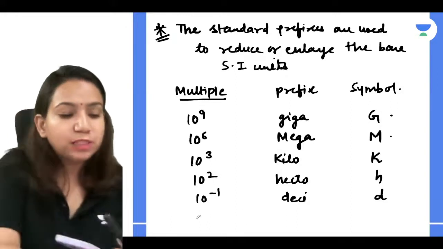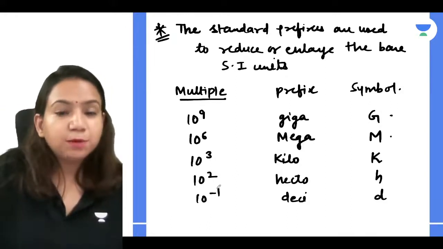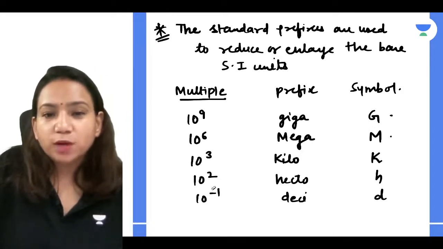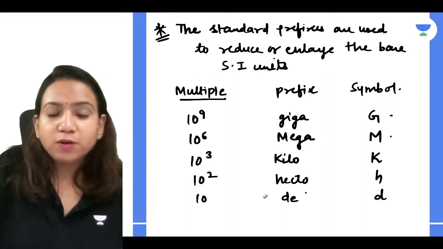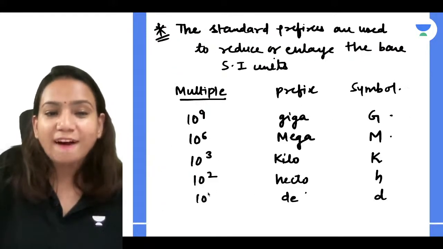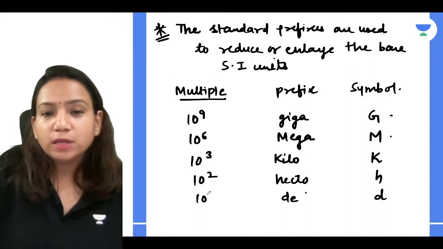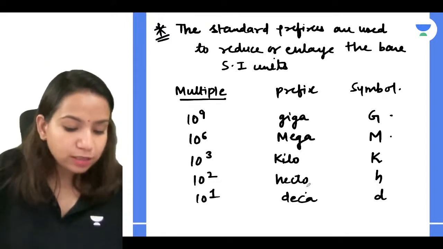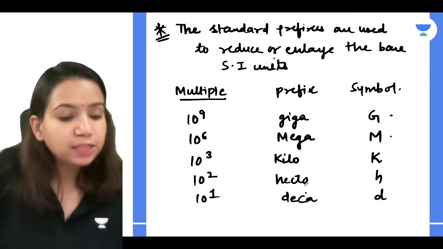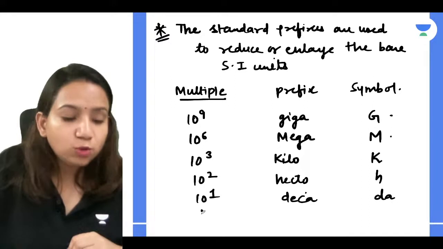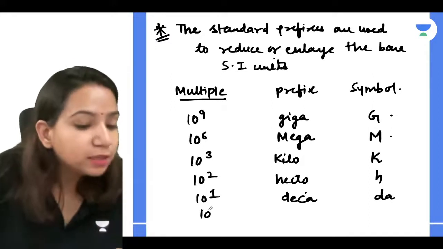Yes, 10 to the power minus 1 is deci, but first we can relate 10 to the power 1, because we are going in positive values only. So what is 10 to the power 1, guys? 10 to the power 1 is deca. We use deca for it, right? And the symbol for it is D, 10 DA, deca.